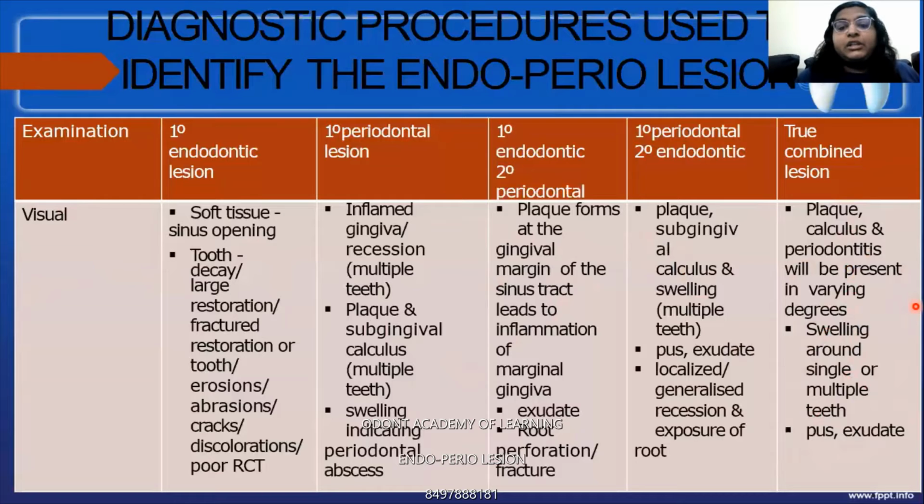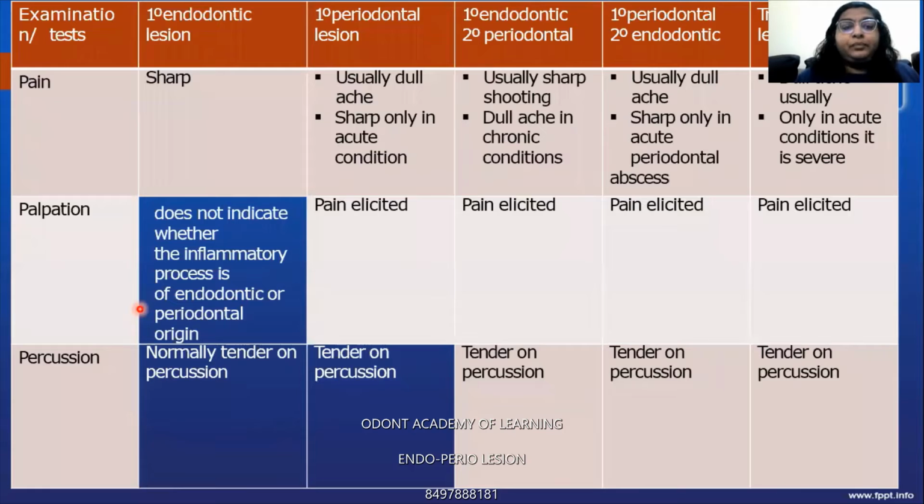That cannot be judged in the visual examination. So now moving on to the next part, which is the pain. Okay, so you're done with the visual examination. The next thing that we have to do is to check for pain. In a primary endo lesion, the pain will be very sharp.